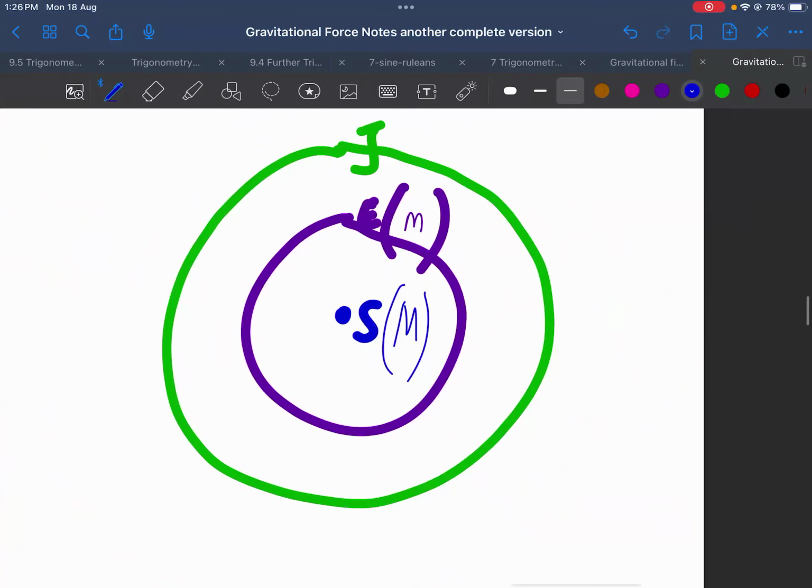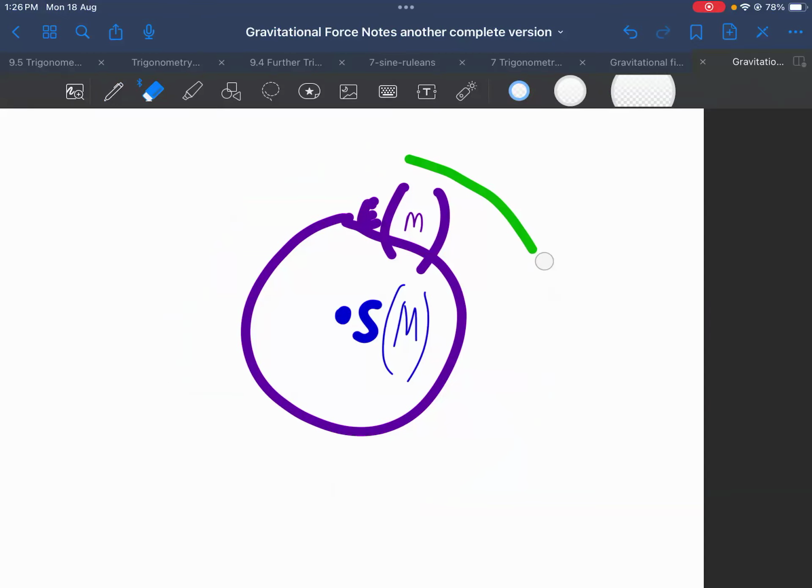Let me repeat that. Let's forget about Jupiter first. We know that the Earth is rotating around the sun, not the other way around, right? So the sun is bigger. Let's use a capital M for the mass of the sun, and let's use a small letter m for the mass of the Earth.